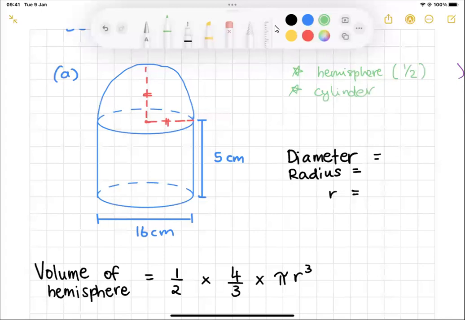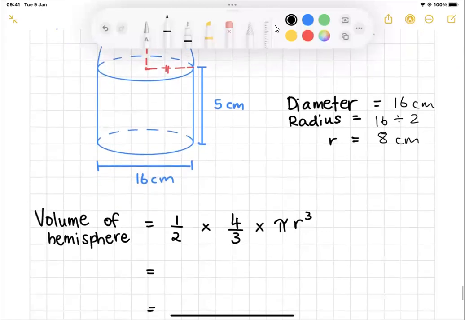Now, that's one really good strategy. What I would like you to do is notice how the hemisphere and the cylinder have something to do with circles. In our question, it seems like 16 centimeters is a diameter. So our next step before solving the volume is converting the diameter into radius. The diameter is 16 centimeters. We know that the radius is half the diameter. Thus, we need to do 16 divided by 2, which we will get as 8 centimeters. That is super easy.